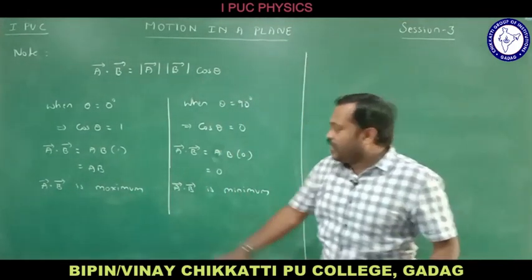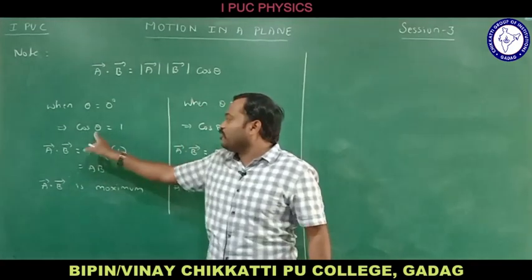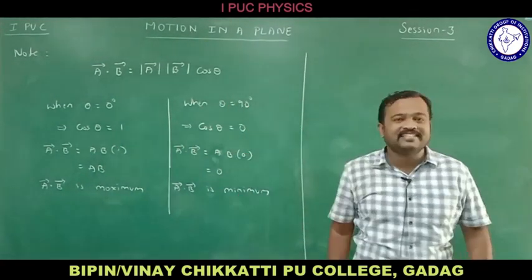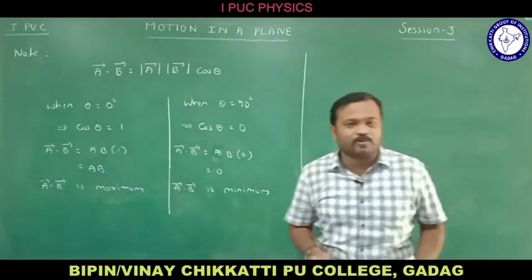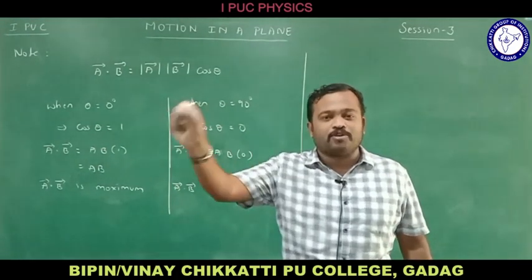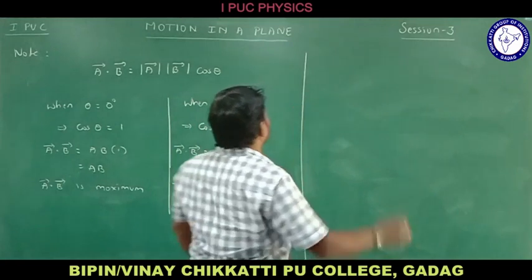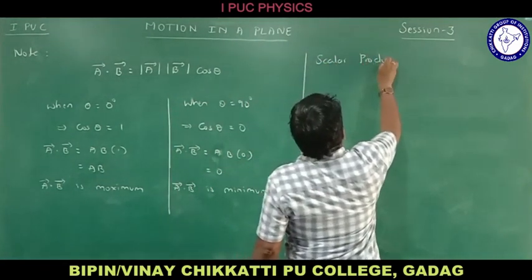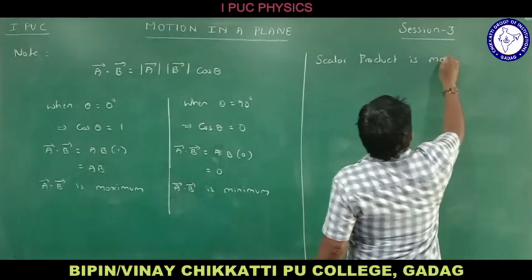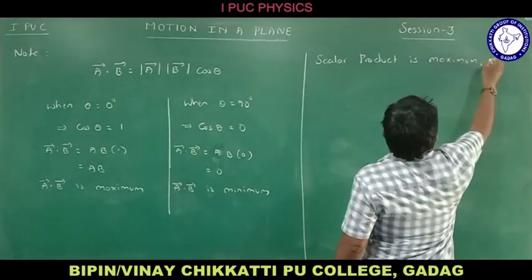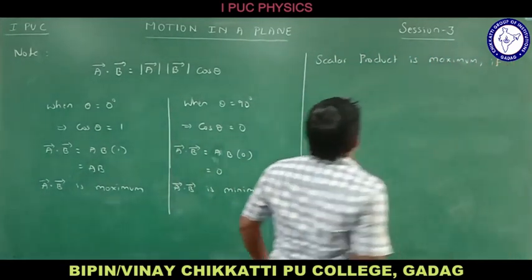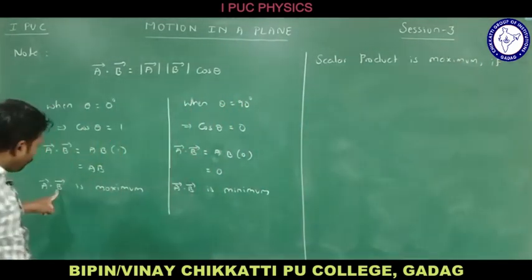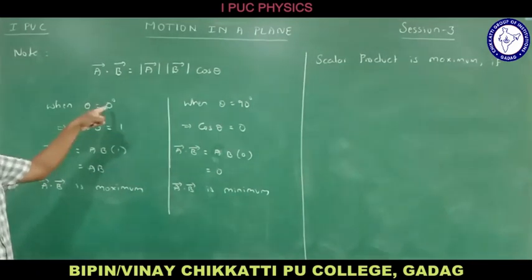A dot b is maximum when cos theta is maximum. A dot b is minimum when cos theta is minimum, right? In the question paper, the question will be asked like this: when is scalar product maximum? Let me write like this: scalar product is maximum if, okay, scalar product is maximum. When is scalar product maximum? When theta equal to 0.